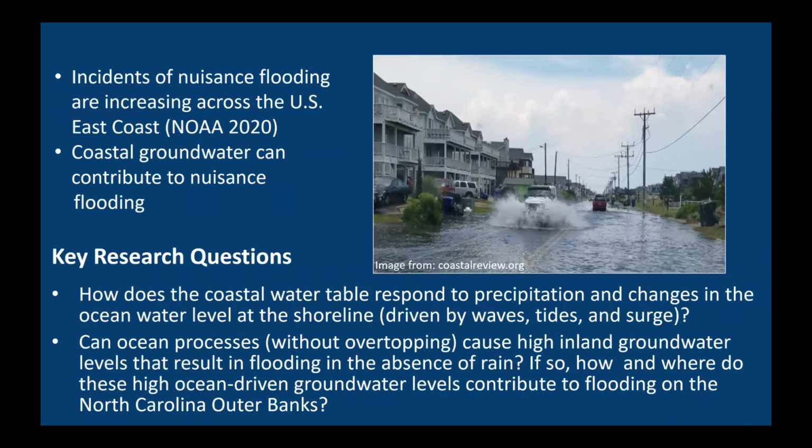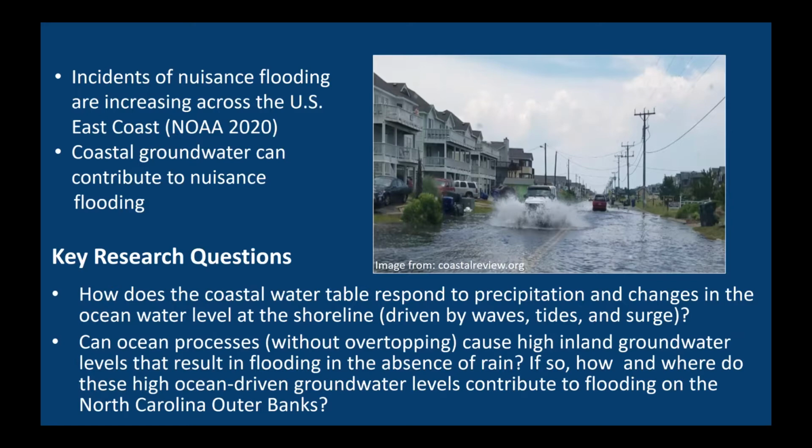Many of you in this community will have seen the report that came out from NOAA last week describing the rise in incidents of nuisance flooding across the East Coast. Because of the low elevation of barrier islands, the water table is close to the land surface. Groundwater can contribute to these nuisance flooding events when the water table exceeds the land surface. The position of the water table also controls how much water the aquifer can absorb from rain or waves.